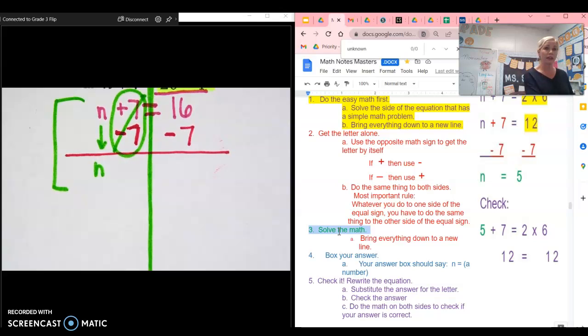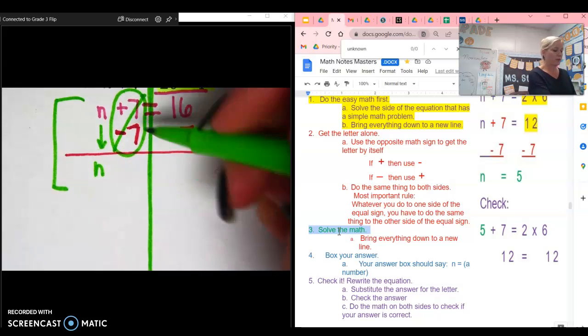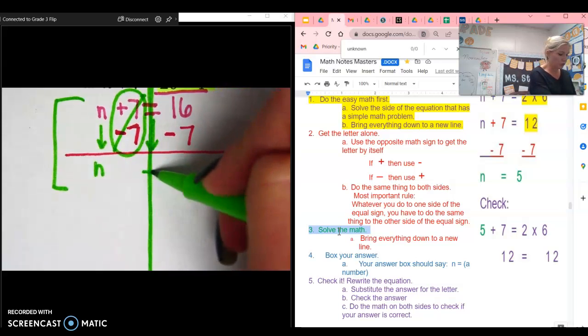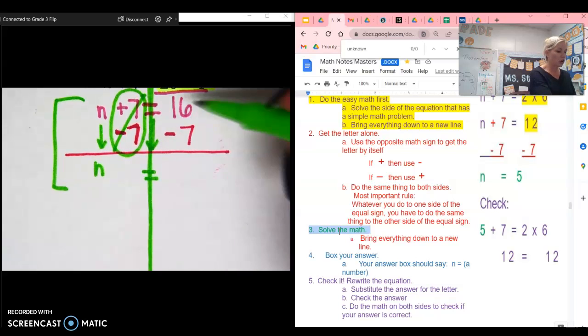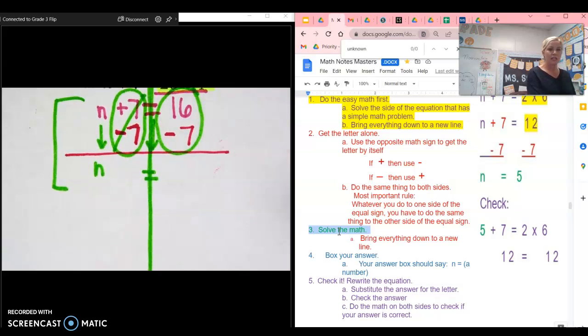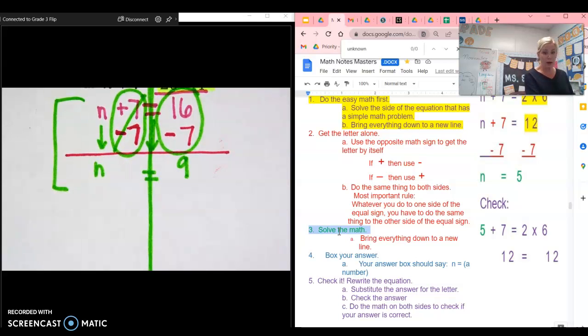And we know in math, I can bring a 0 down as a placeholder if I need it. But do I need a placeholder here? Nope, because there's nothing. We're going to bring down also that equals sign from right here, from the pink line down. And now we're going to solve this part here. What is 16 minus 7? 9. Okay, now I have solved my math.